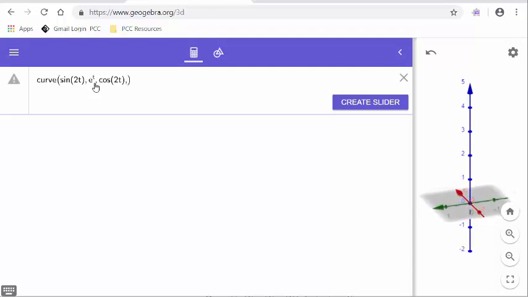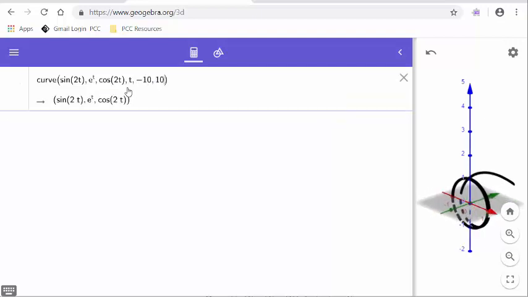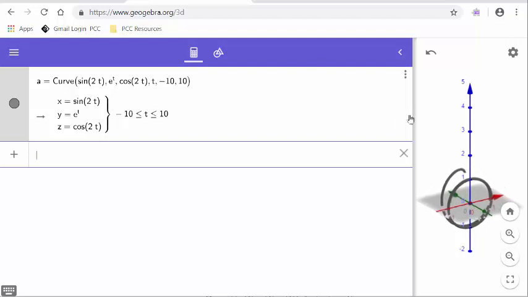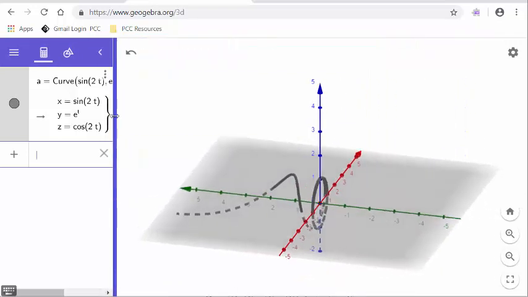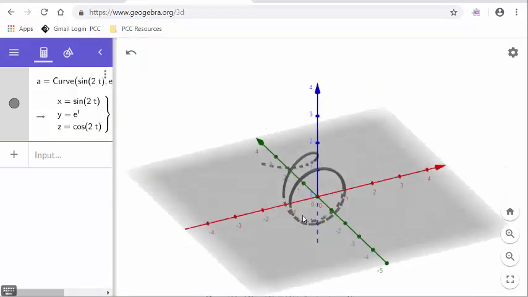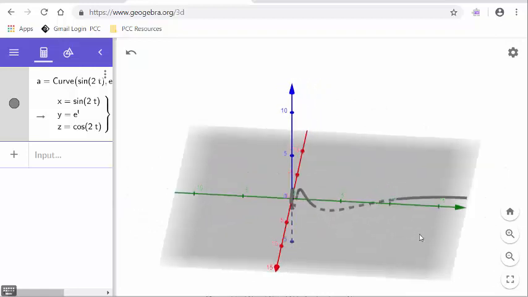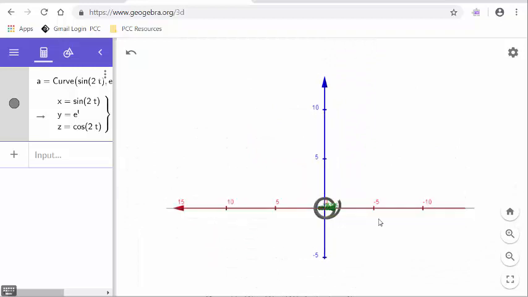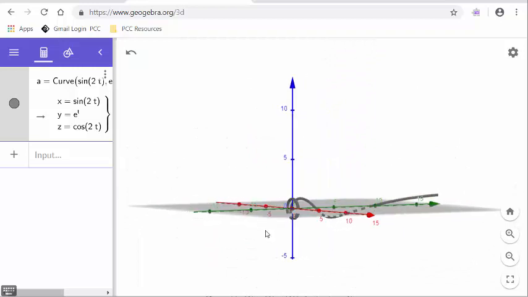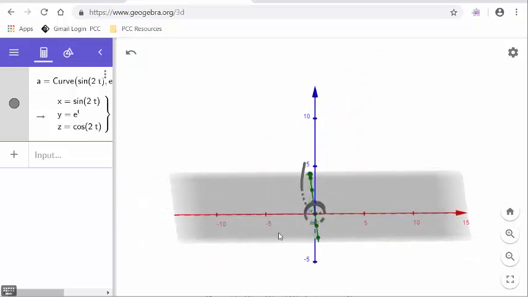So I've got my x, my y, and my z expressions in. My parameter is t. I'm going to start from, say, negative 10 and go to 10. Okay, bring this back so we can actually see our graph now. And so we get this shape. So it looks like we have some sort of spring. And so here's my x-axis is the red axis, the z is the blue.